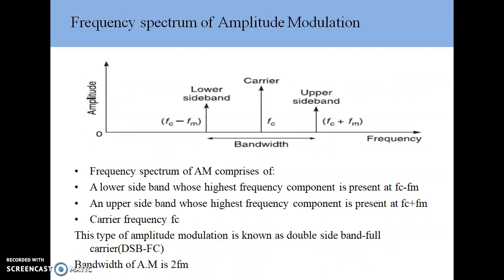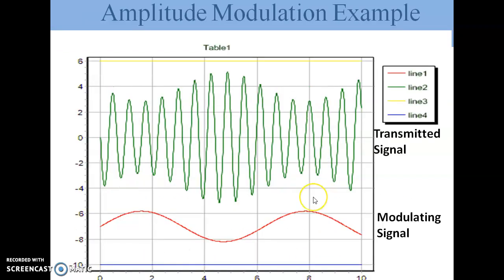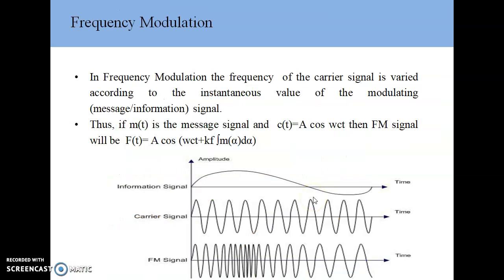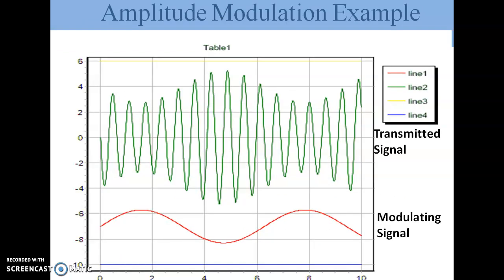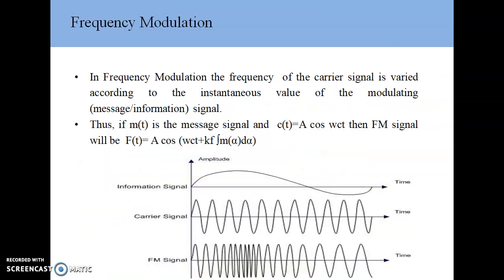Now let us see the frequency spectrum of the amplitude modulated signal. So you have your carrier signal and your upper sideband and lower sideband for your amplitude modulated signal. This is called the upper sideband and this is the lower sideband. The bandwidth of the frequency spectrum of the amplitude modulated signal is given by upper sideband minus lower sideband, fc plus fm minus fc minus fm. So bandwidth is given by twice fm. This is the simulation for your amplitude modulated signal.